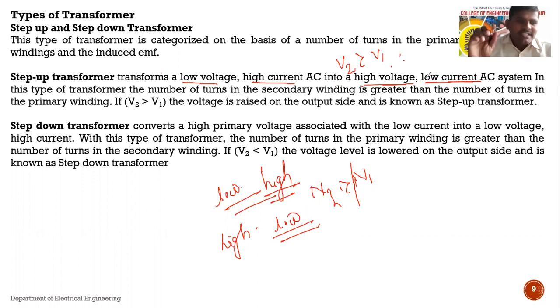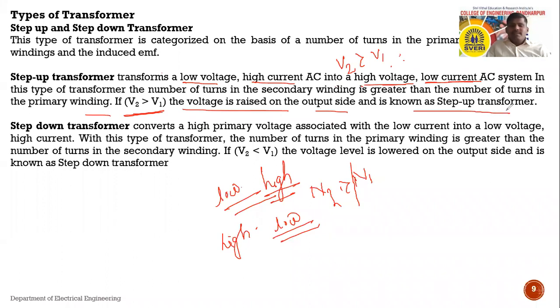Okay, so in these types of transformer, the number of turns in the secondary side should be greater than the number of turns in the primary winding. That is V2 is greater than V1, and the voltage is raised on the output side, known as a step up transformer. If the voltage on the output side is increasing or rising, we can call it a step up transformer.